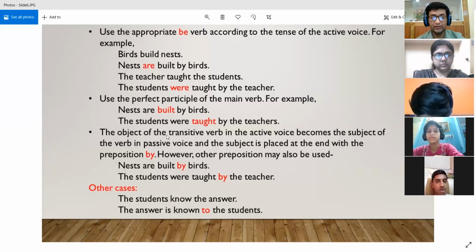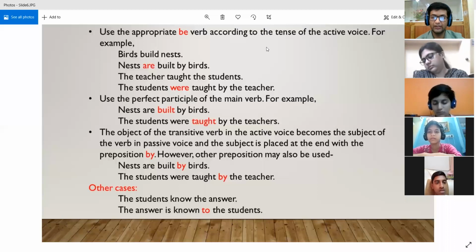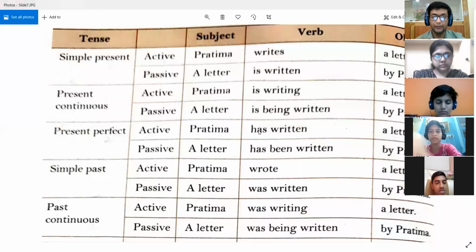Then the fourth and the last rule was that the object of the transitive verb in the active voice becomes the subject of the verb in the passive voice, and the subject is placed at the end with the preposition by. So before the object in the passive voice, we put the preposition by. Usually it is by, but sometimes we use other prepositions also. There are certain exceptions, but most of the time we are going to use by for it. All right. So these were the four basic rules.